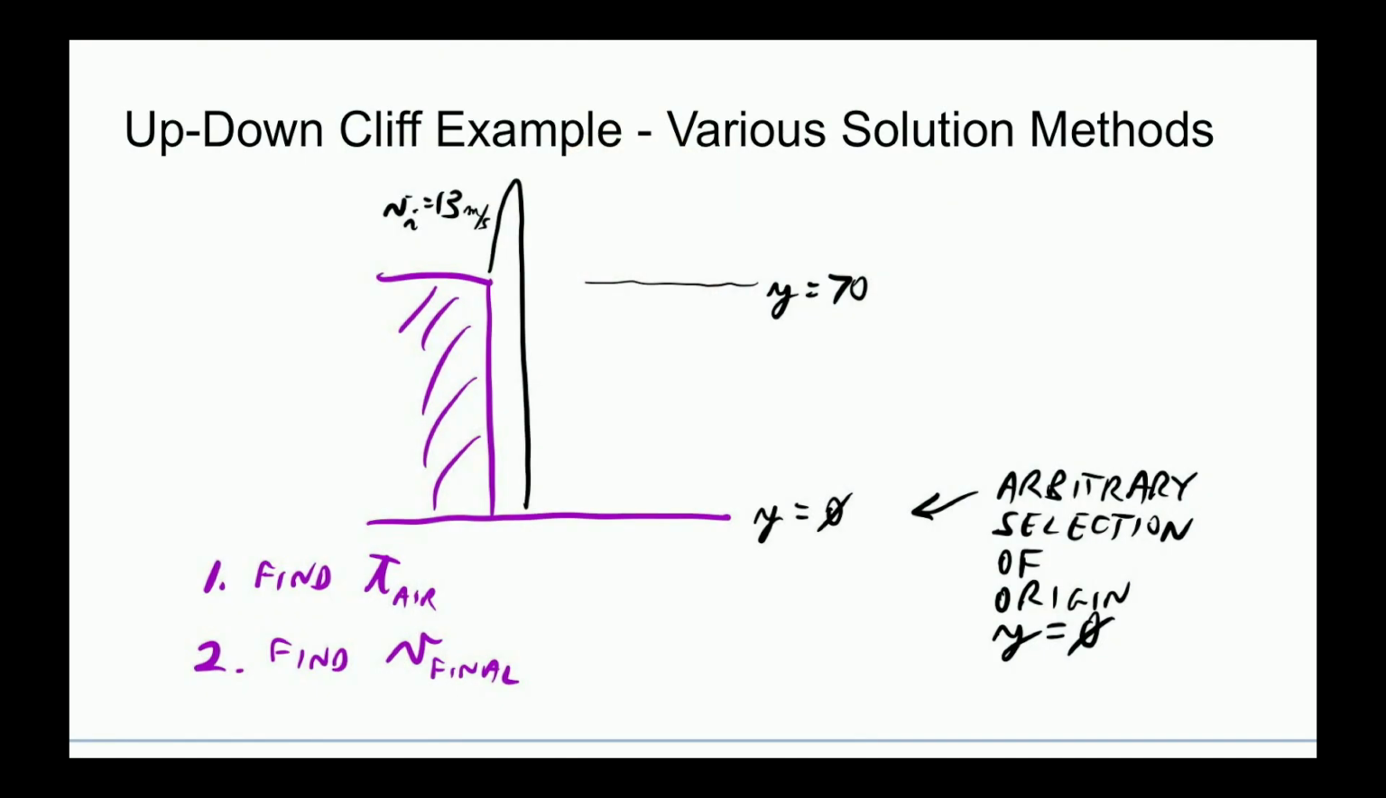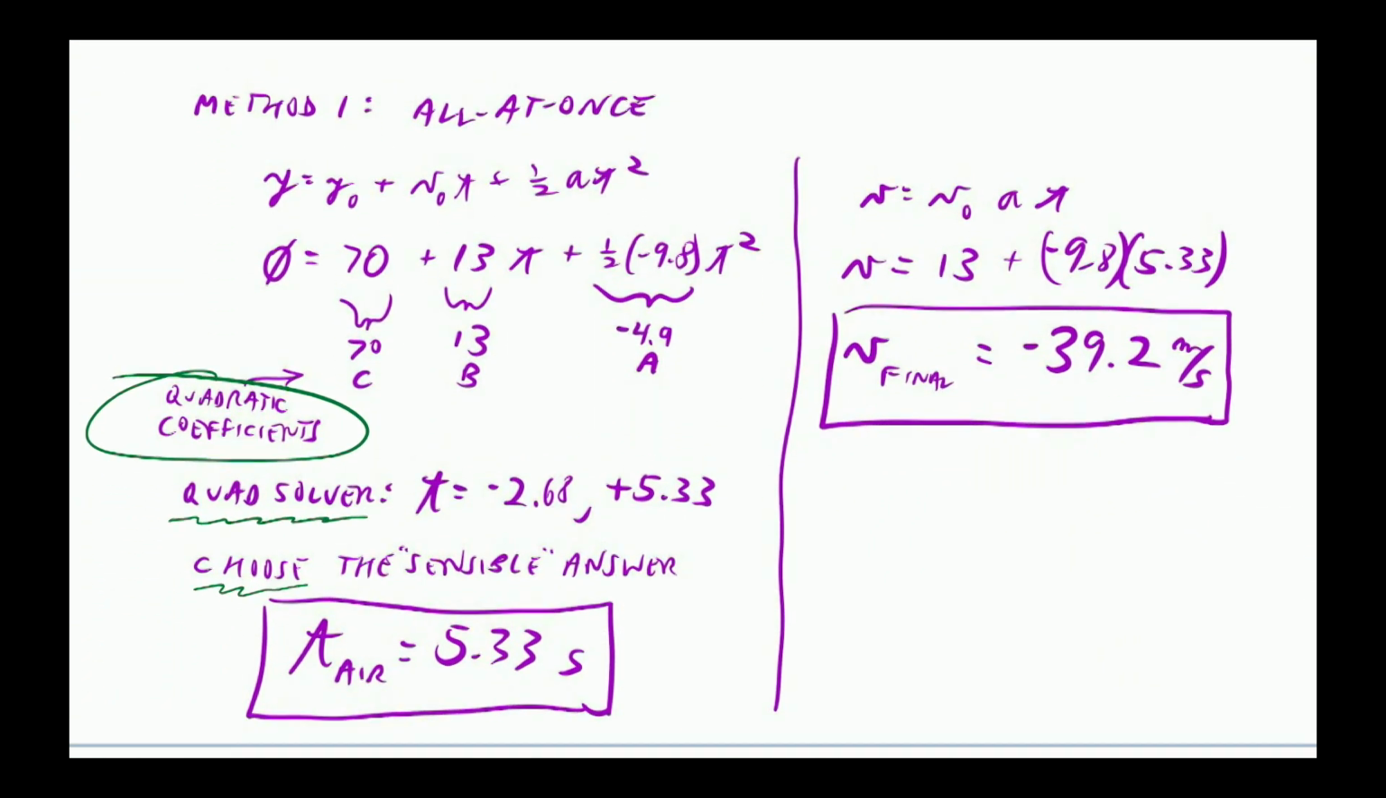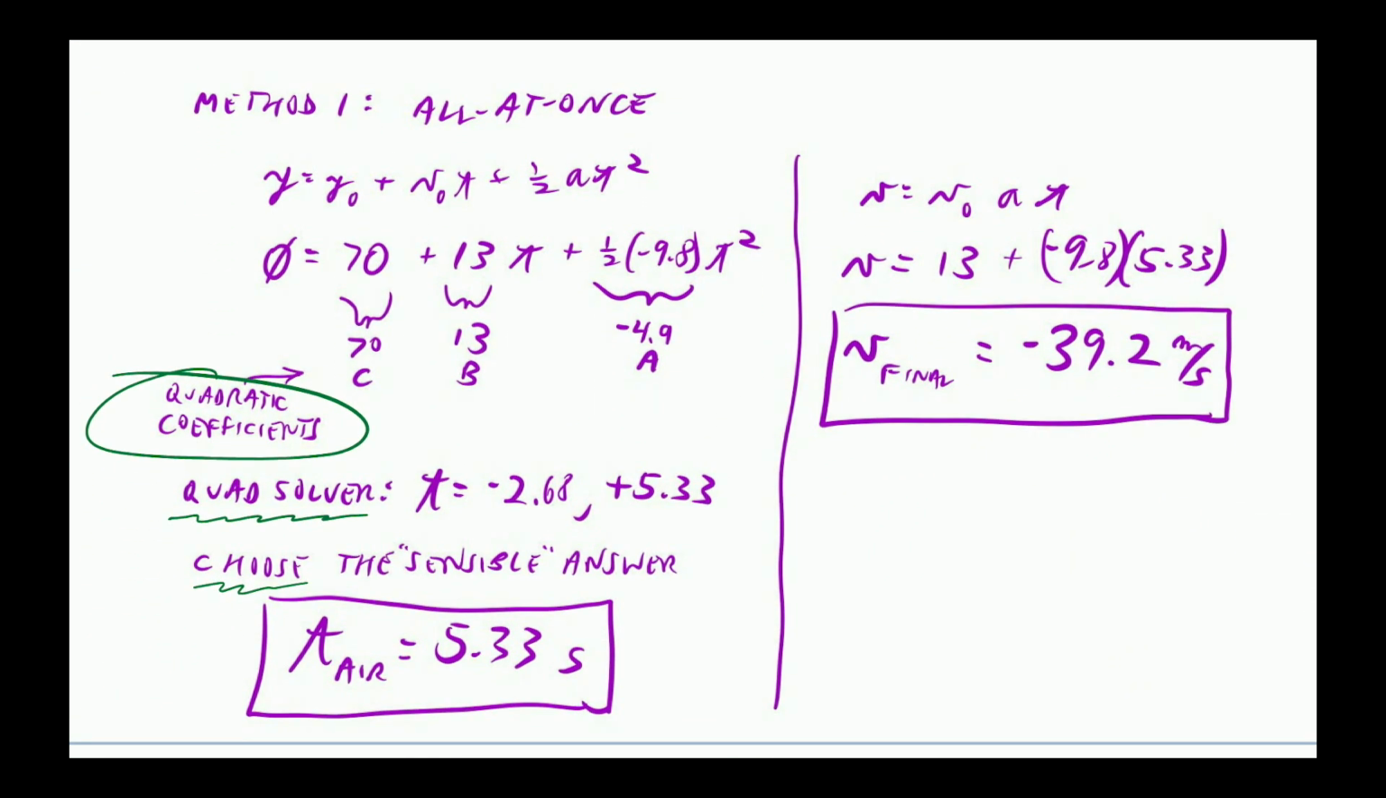Okay, so for this problem, you can arbitrarily set up your coordinate system. I chose y equals 0 to be ground level. You might have chosen something else. And we're being asked to find the total time in air and the final velocity. I'd like to illustrate that your approach can vary. You might do the whole problem all at once.